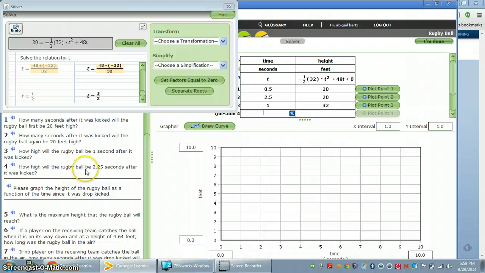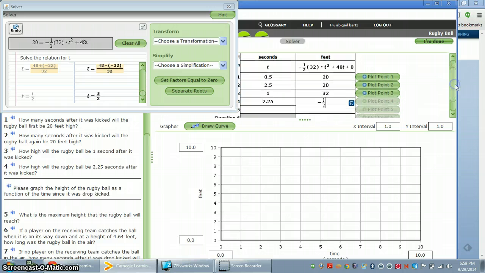And then how high will the rugby ball be after 2.25 seconds? So again, it's giving you the seconds, so that means it's giving you this column. And whenever they give you the t, that means you can substitute it right into your expression. So 1/2, just going to drag that a little bit, times 32. Now it's 2.25 squared plus 48 times 2.25.